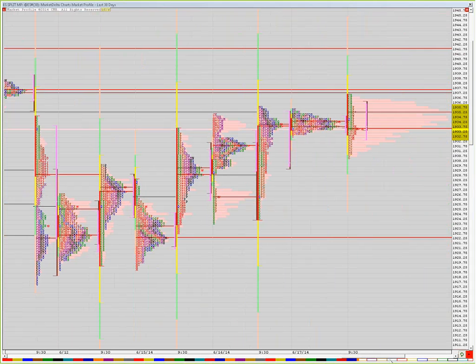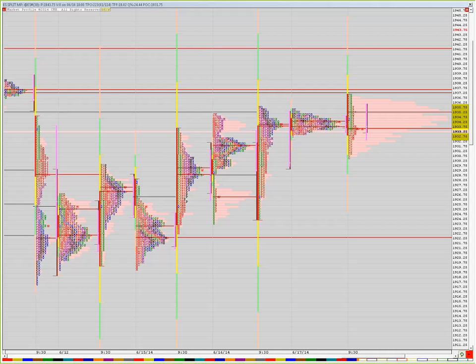Remember, in order to spot, at least on my profile chart, these naked points of control or these prominent POCs below us, you have to extrapolate just in your mind here. You have to remove these Globex sessions. So when you're looking at this, you always want to make a note for some of the newer folks that may be watching this.